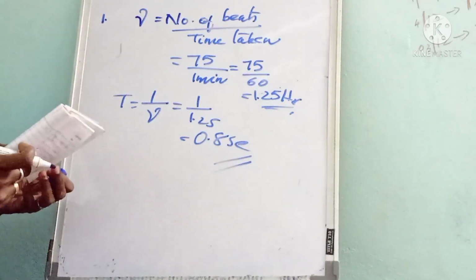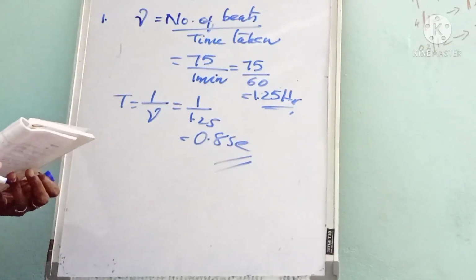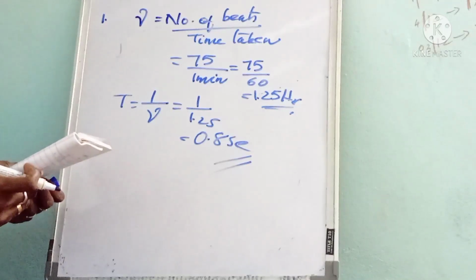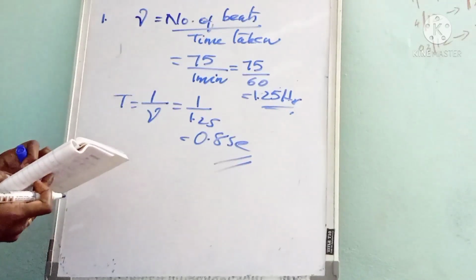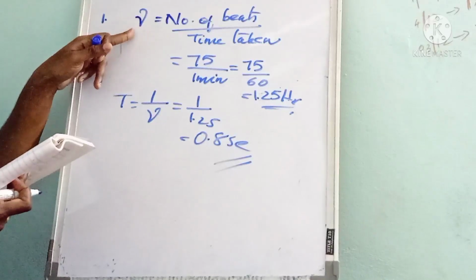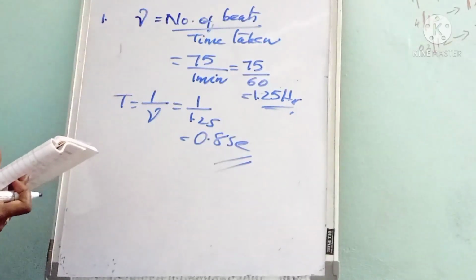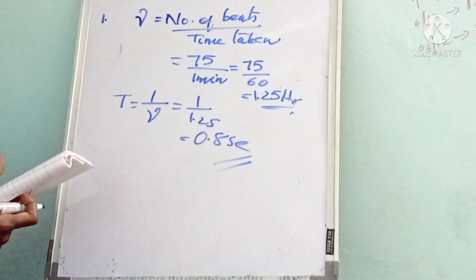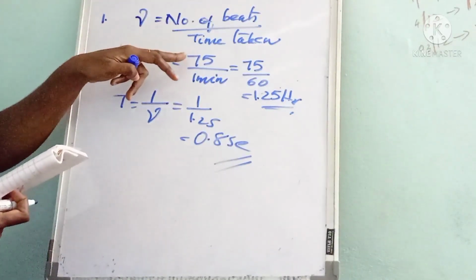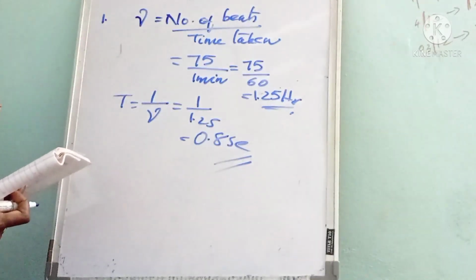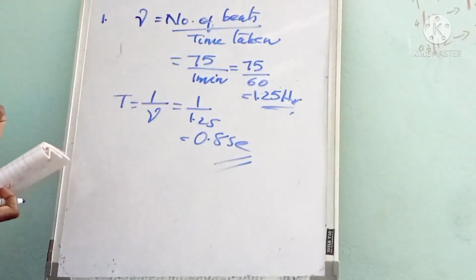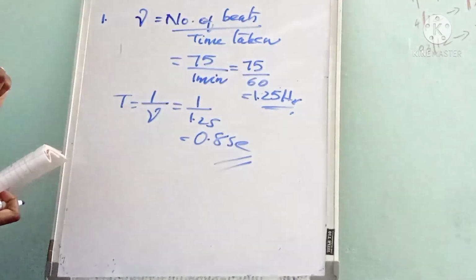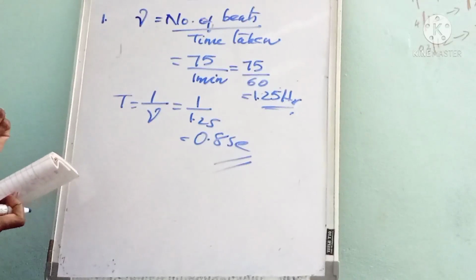Here on an average, a human heart is found to beat 75 times in a minute. We have to calculate its beat frequency and period. The beat frequency is the number of beats divided by the time taken. The number of beats produced by the heart is 75, divided by the time taken, 1 minute, which contains 60 seconds. So 75 divided by 60 is equal to 1.25 hertz.